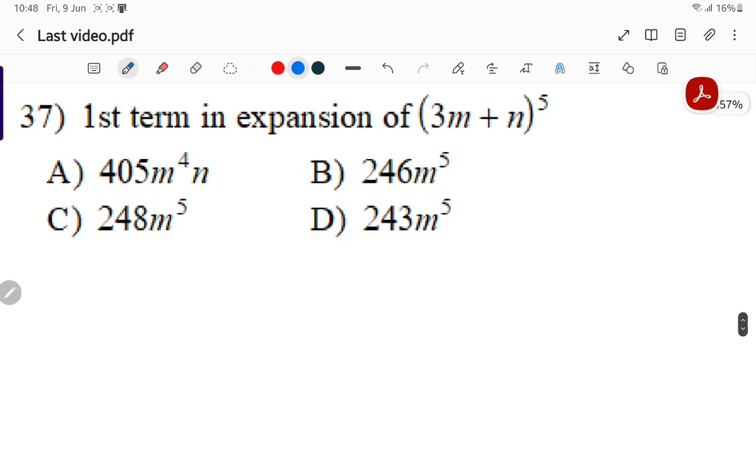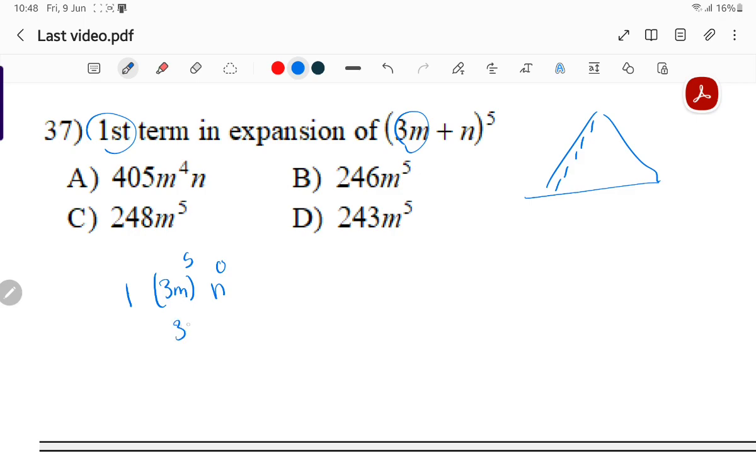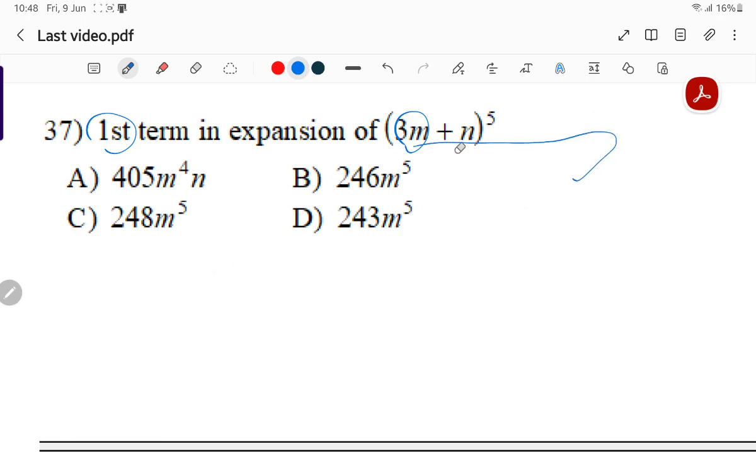The first term in expansion. You should remember that according to Pascal triangle, this is always 1 in the first. So the first term has 1. 3m should be with the highest power, n with the lowest power. So the first term is easy to be found in this example. So it's 3 power 5m, 3 power 5, maybe 243, and m power 5. Okay, this is to find this example in 10 seconds, maybe 30 seconds for you in the exam because you're under stress.